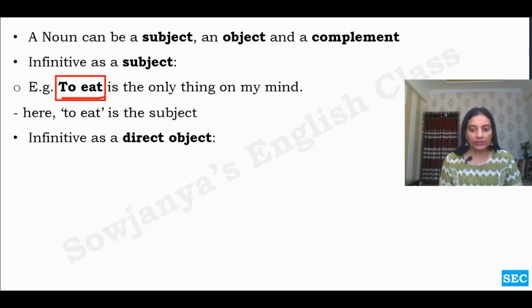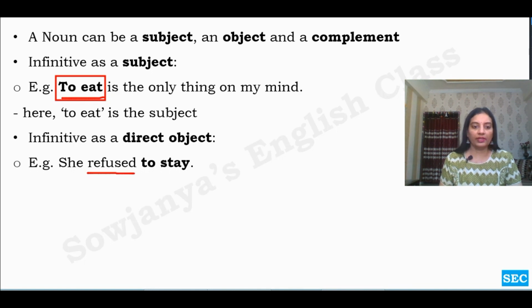Infinitive as a direct object of a verb. Okay, let us check. She refused to stay. So here refused is the verb. Refused to do what? To stay. So to stay is the infinitive over here, which is acting as a direct object to the verb refused. Okay, in this way we can trace it out.